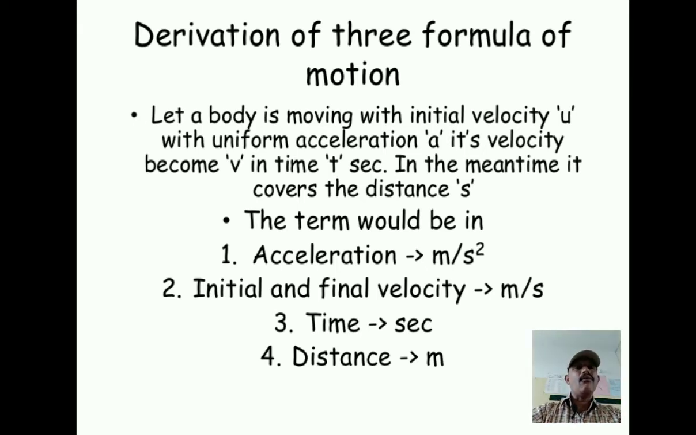Those are v = u + at, s = ut + ½at², and the last one, v² = u² + 2as, or 2as = v² − u². Acceleration is in meter per second square, initial and final velocity are in meter per second, time is measured in seconds, and distance is measured in meters. Now, we will start the derivation of the first equation.